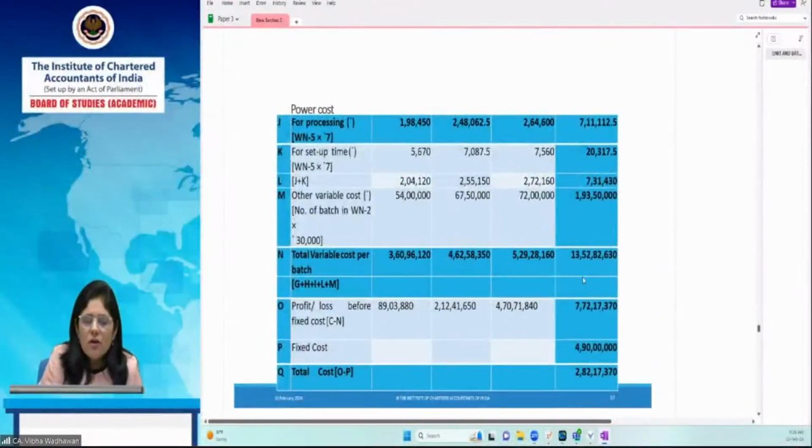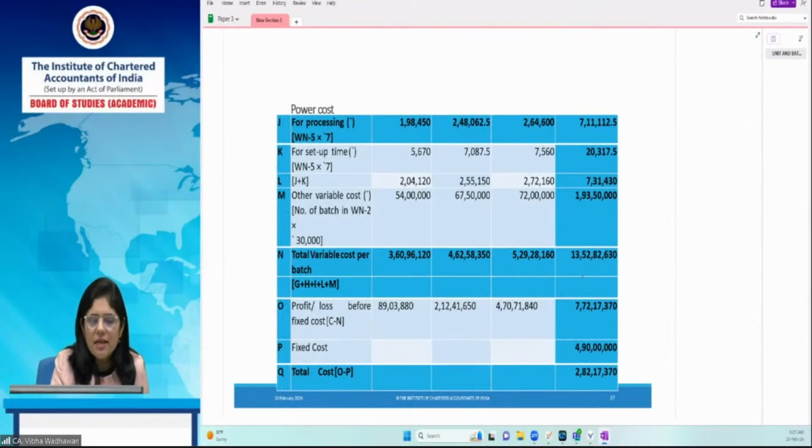Then the power cost, we already calculated the power consumption for processing. So the power rate is 7. You just multiply with the consumption hours. Setup time also, we had the consumption hours. So setup time again, the power ka charges per hour ka 7 per hour. And we have calculated the hours for processing and for setting up time.